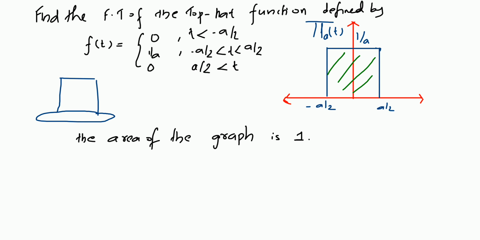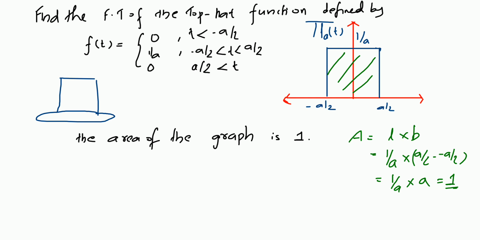Now if you take it as a rectangle, of course the area will be its length times its breadth. You can take 1 by a as the length, and its breadth is equal to a by 2 minus minus a by 2, and you will get 1 by a times a, which is equal to 1. So one important feature of the top hat function is that it's a unit area function. Its area is unity.